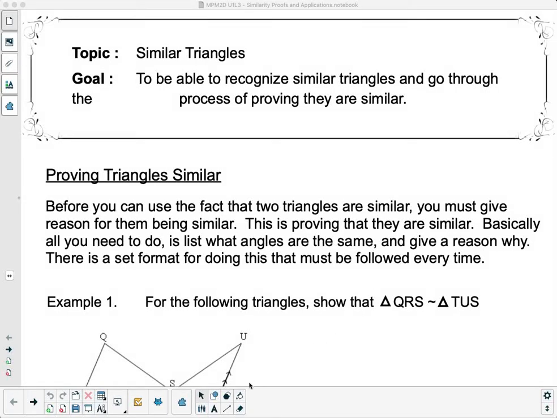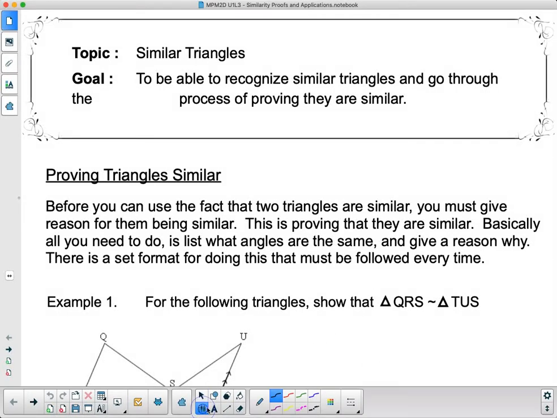Well, hello 2D, and welcome to another lesson on similar triangles. In this lesson, we're going to be talking about how to recognize if triangles are similar, and then go through the process of actually proving they're similar so that you can use that similarity to solve for sides in that triangle.